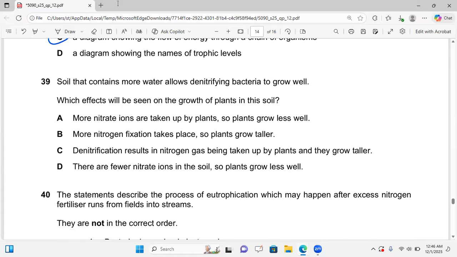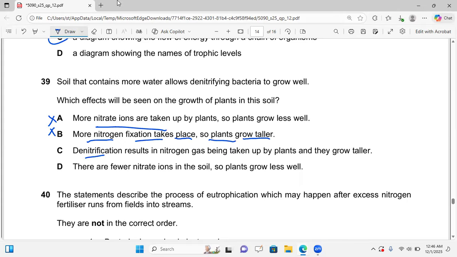Soil that contains more water allows denitrifying bacteria to grow well. Which effects will be seen on the growth of the plants in the soil? So, more nitrate ions are taken up by the plants, so plants grow less well. No, if they are taking too much, they can grow in a better way. More nitrogen fixation takes place, so plants grow taller. No.